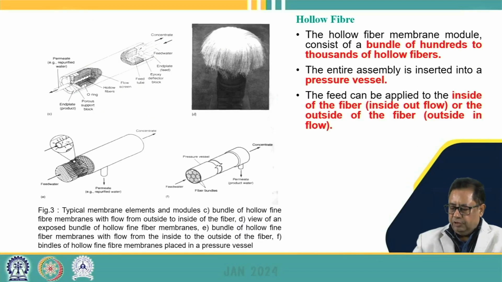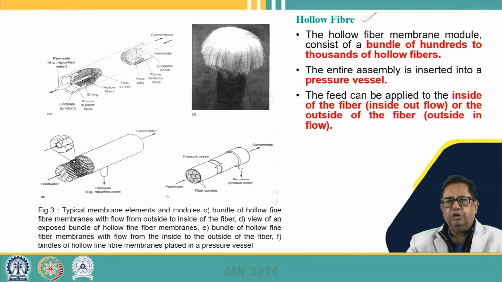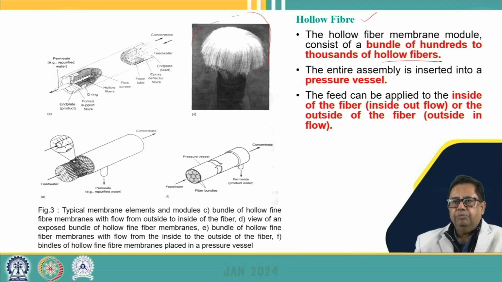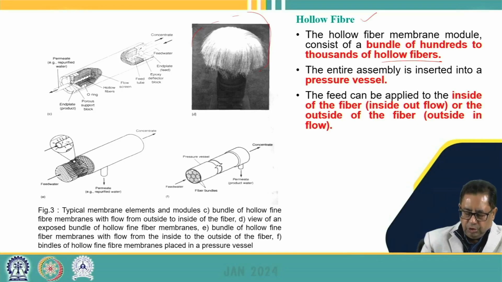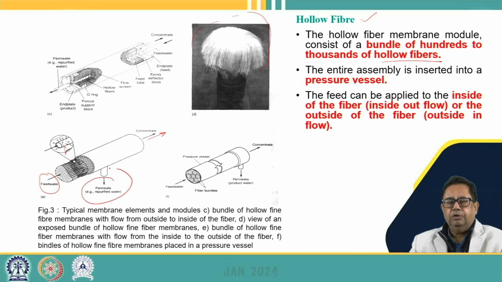Then we can have another type of membranes which are known as hollow fibers. A number of hollow membranes, thousands of hollow fibers, are housed in a single module, and feed water may be passed through these tubes, right? And the concentrate may go to the other side, whereas the water may flow from inside the tube to outside the tube, right? And this forms the permeate. So that's how you can see that the hollow fiber modules are arranged.